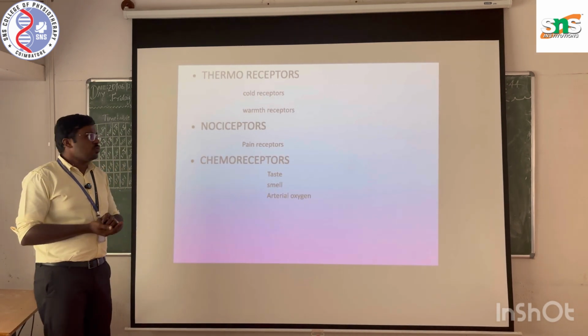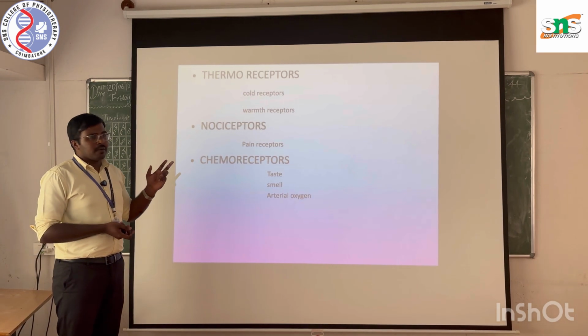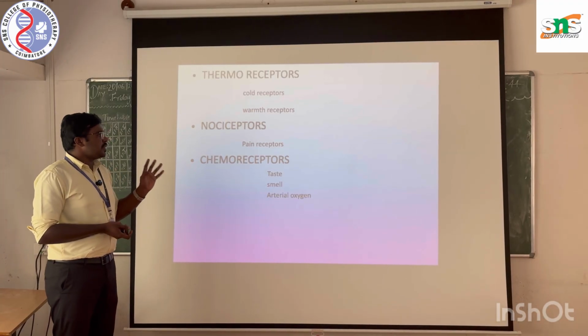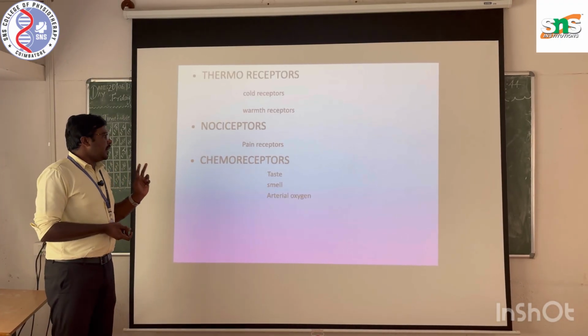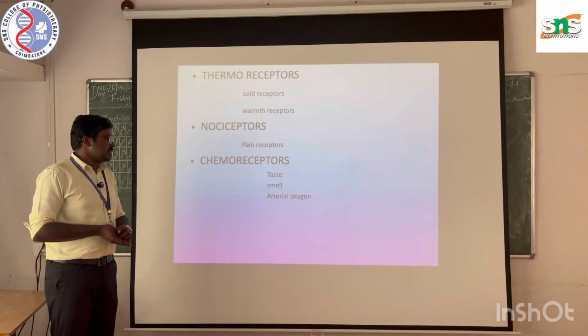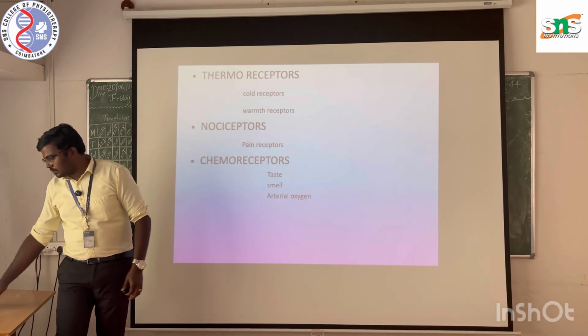Thermoreceptors are of two types, cold receptor and warm receptor. Nociceptor is the pain receptor, and chemoreceptor is for taste, smell and oxygen.